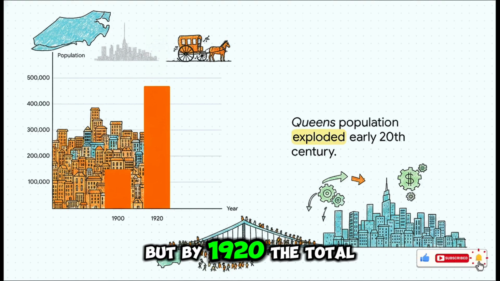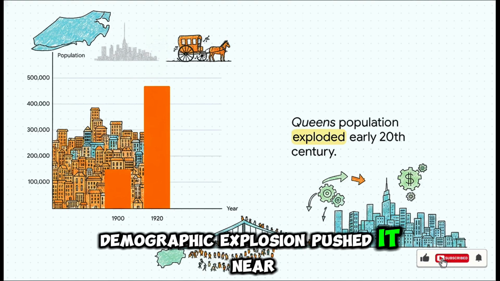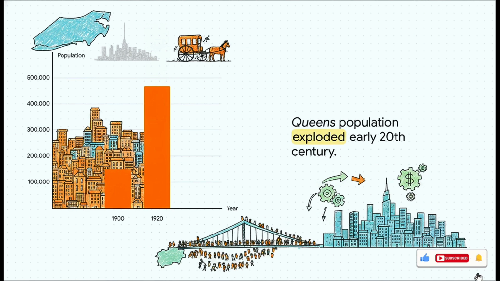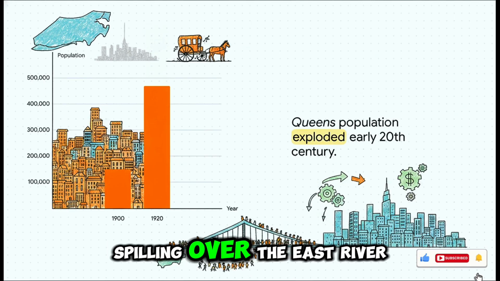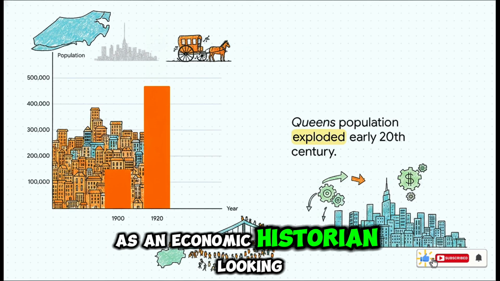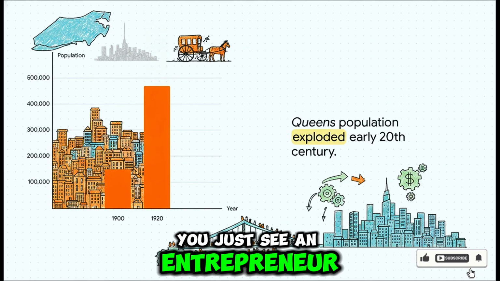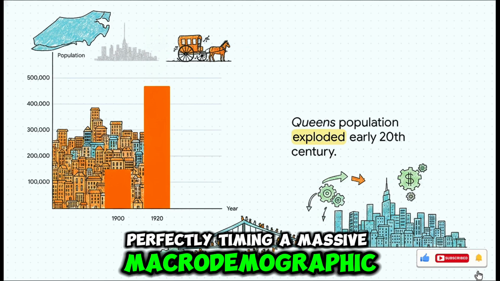But by 1920, a total demographic explosion pushed it near 470,000. Frederick pivoted his capital into real estate exactly when the overcrowded, teeming population of Manhattan started spilling over the East River. As an economic historian, looking at this, you just see an entrepreneur perfectly timing a massive macro-demographic shift.